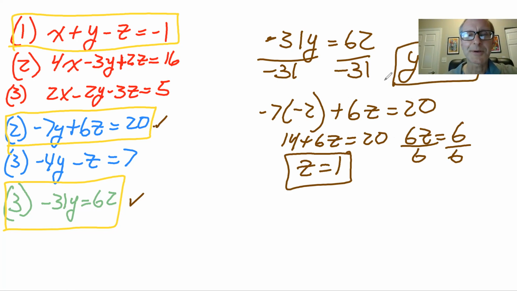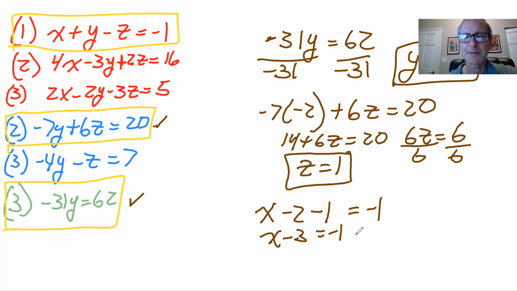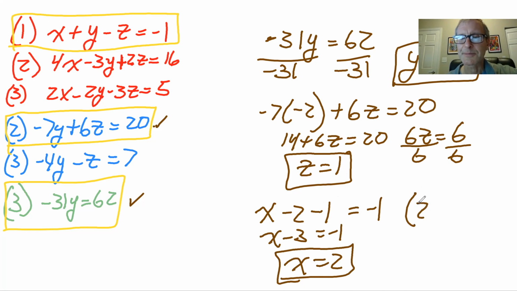Okay, now we use the top equation to find the x value. So it'd be x minus 2 minus 1 equals minus 1. So when we set this up, this would be x minus 3 equals minus 1. And you bring the minus 3 to the other side, and x would equal 2. So again, if you put that in the ordered pairs, it would be x is 2, y is minus 2, and z is 1.